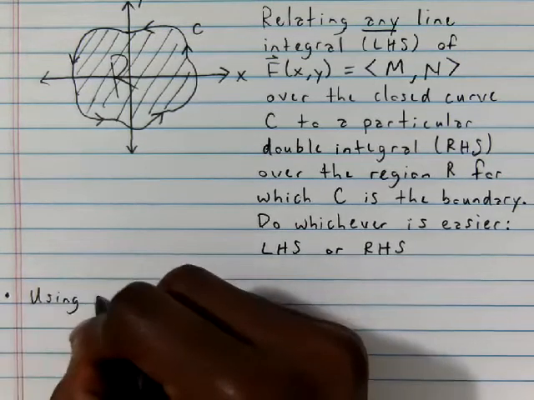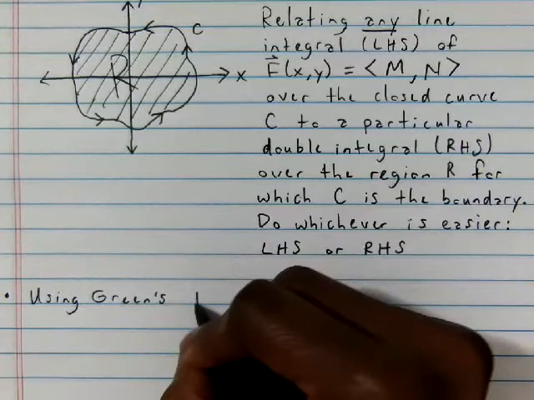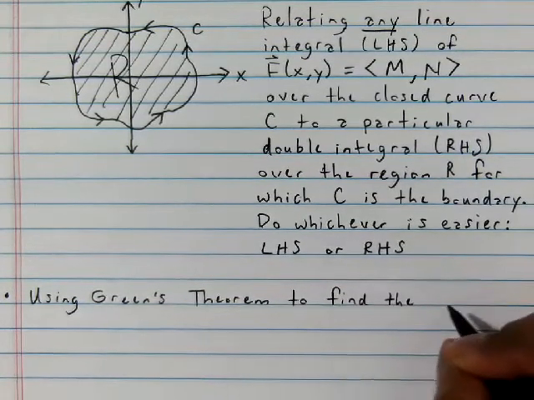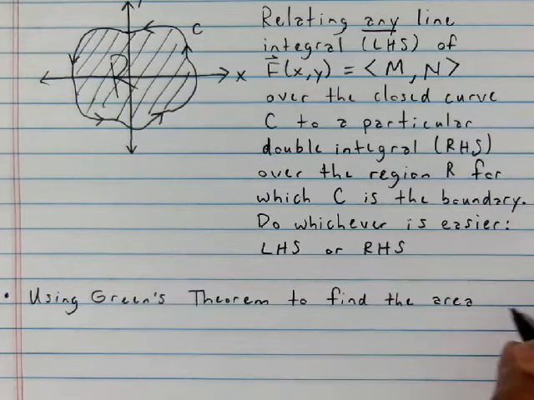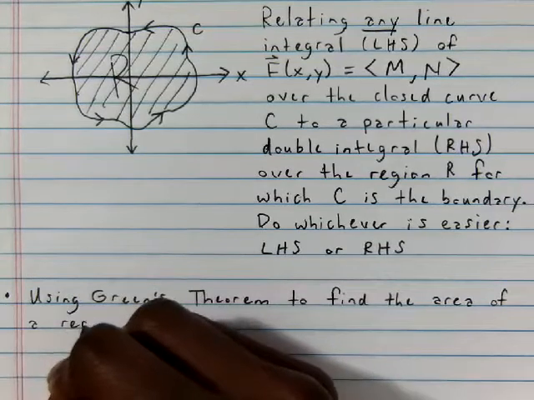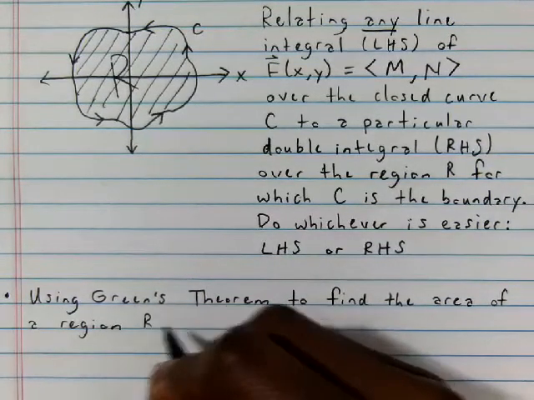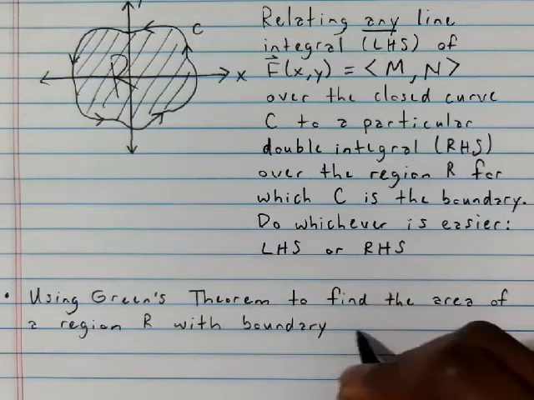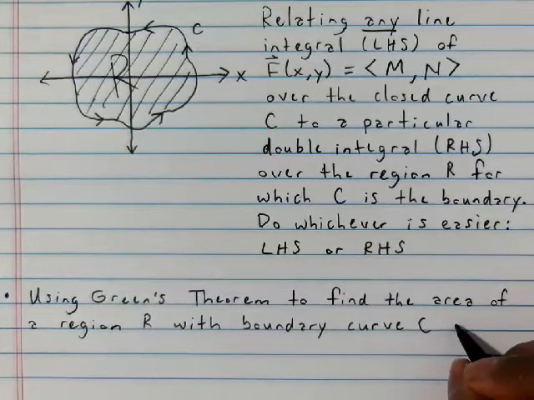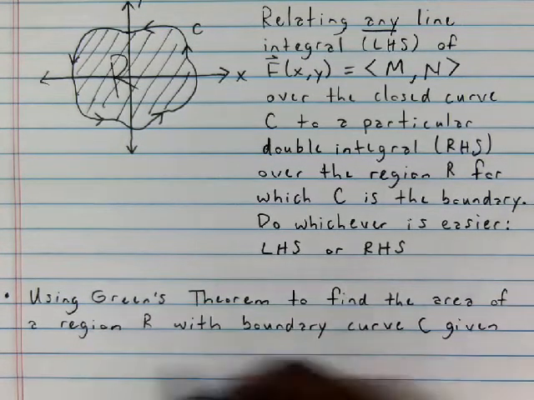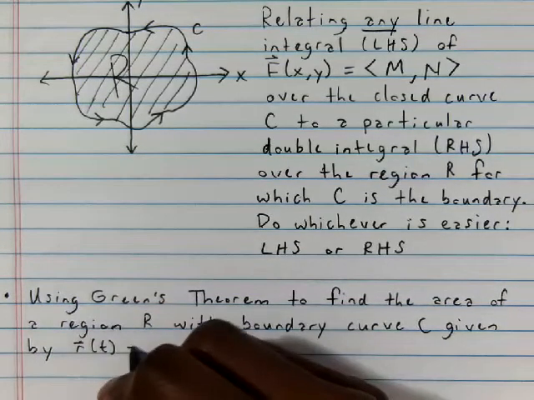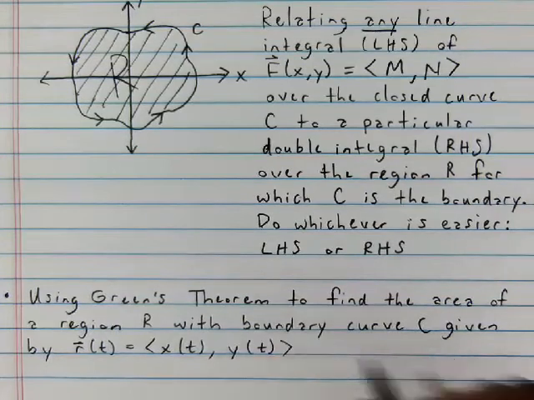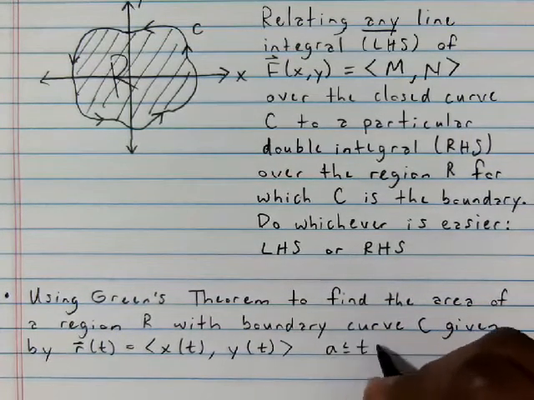So using Green's theorem to find the area of a region R, with boundary curve C given by the vector function r of t equals x of t, comma y of t, where t varies between a and b.